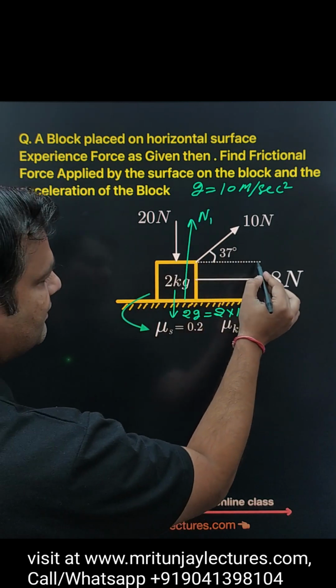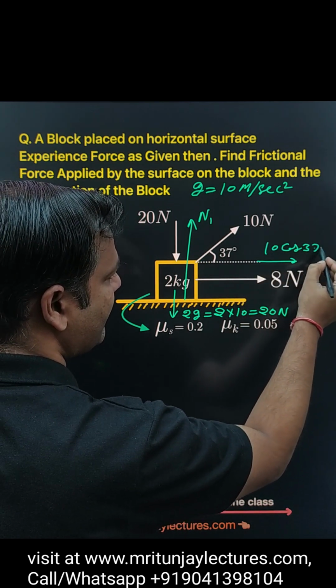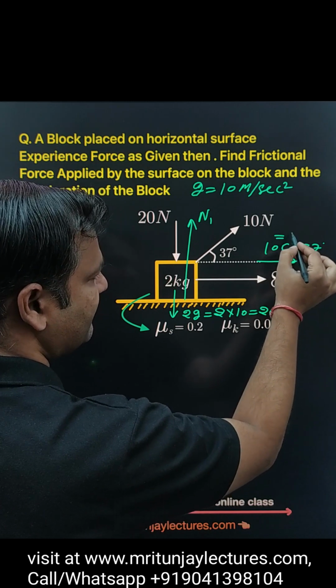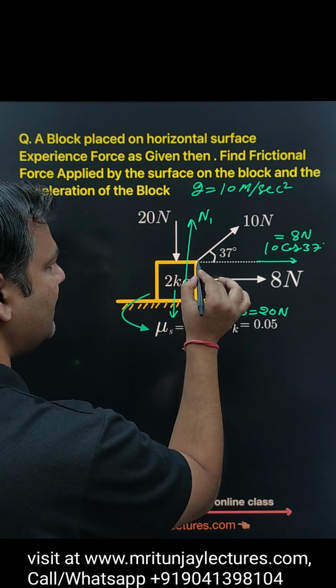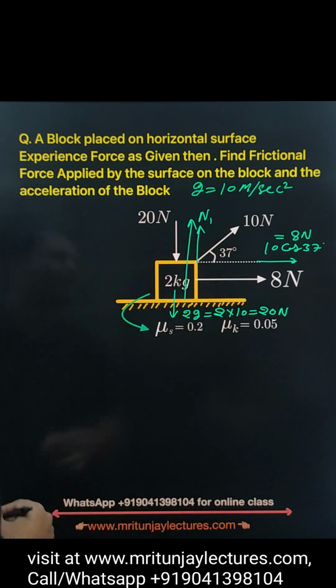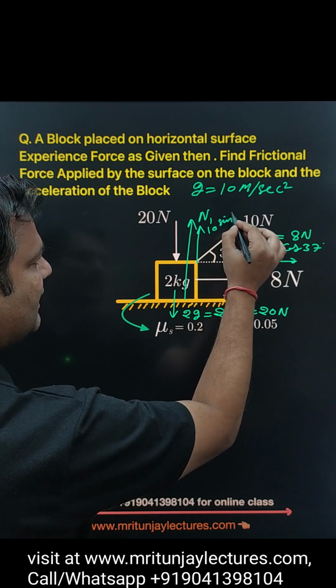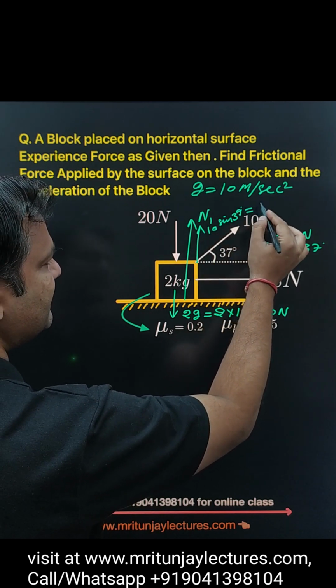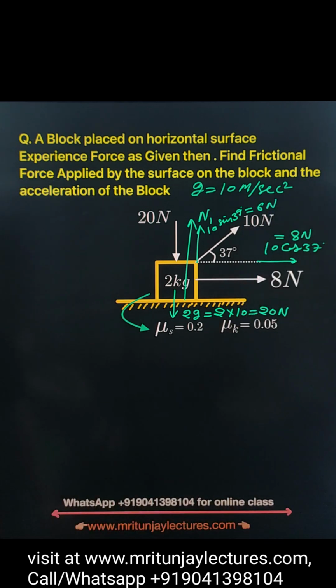The component of 10 Newton in this direction is 10 cos 37. Cos 37 is 0.8, so that is 8 Newton. And the other is 10 sin 37, and sin 37 is 0.6, so that is 6 Newton. Okay.